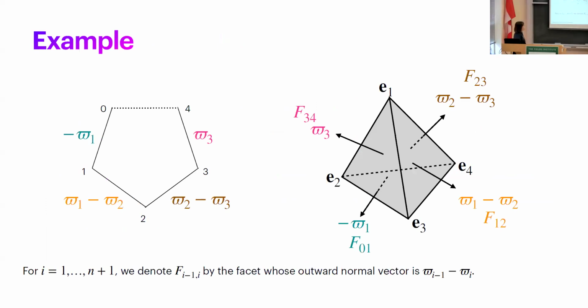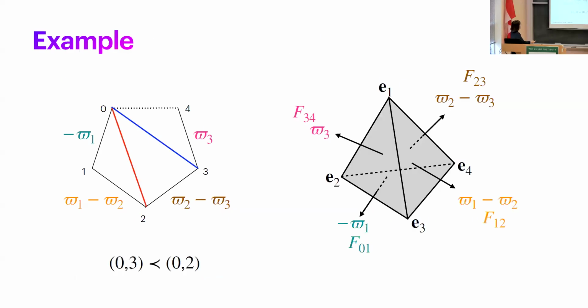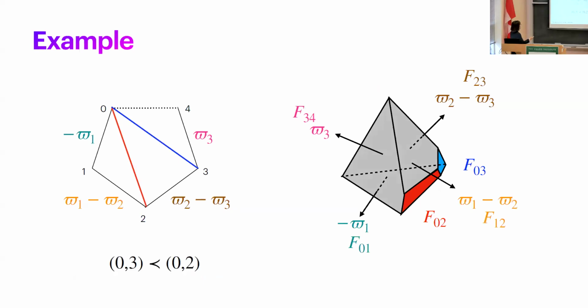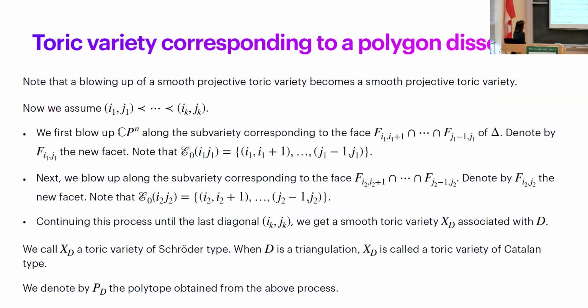So the original polygon also has polygon dissections, and this polygon dissection corresponds to the complex projective space. And now we construct the toric variety corresponding to polygon dissections. We give an order of diagonals (i_1, j_1), ..., (i_k, j_k). So for instance, if we consider this dissection, this is a triangulation, then (0, 3), which is (0, 2) by definition.